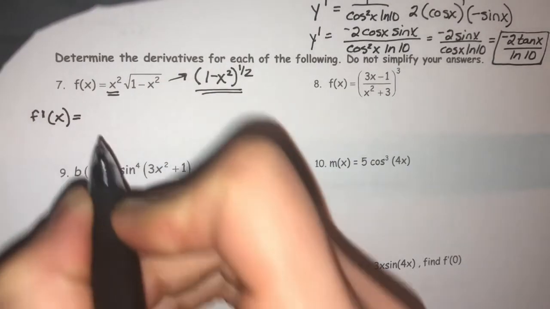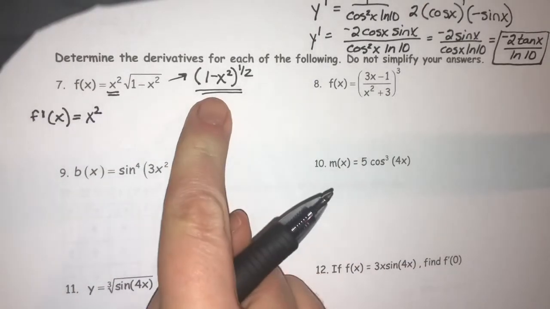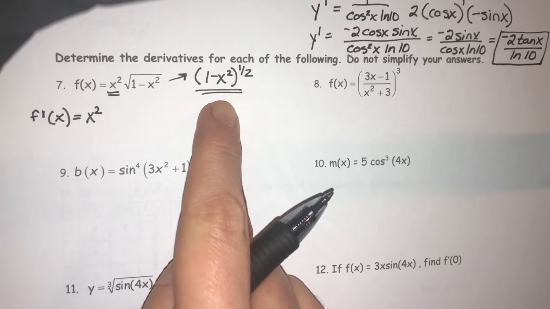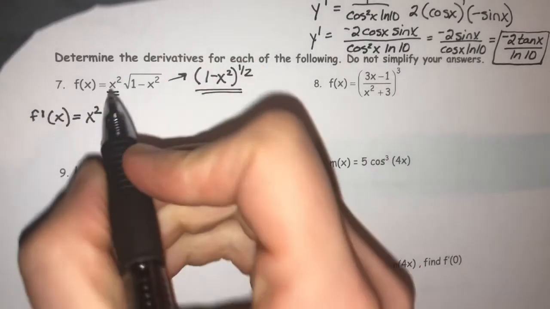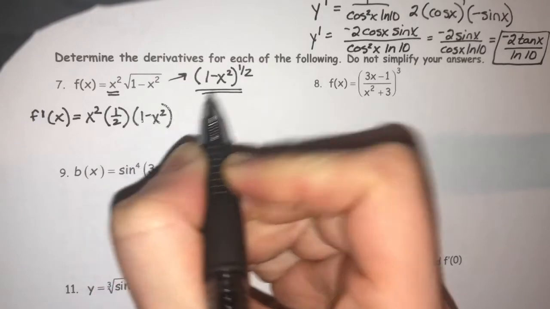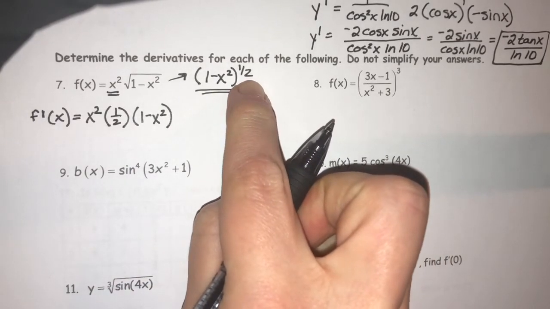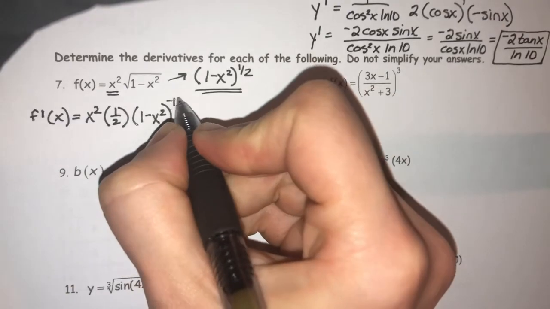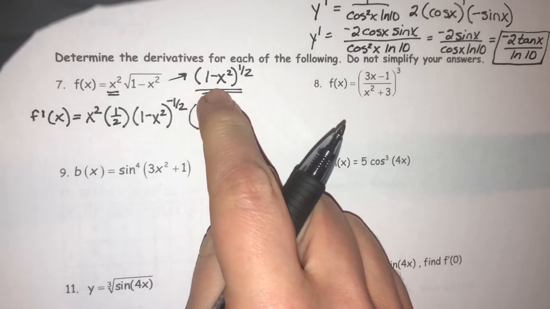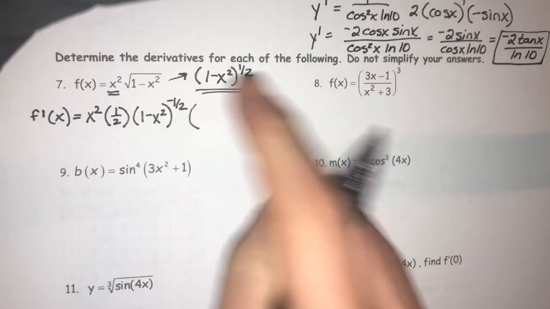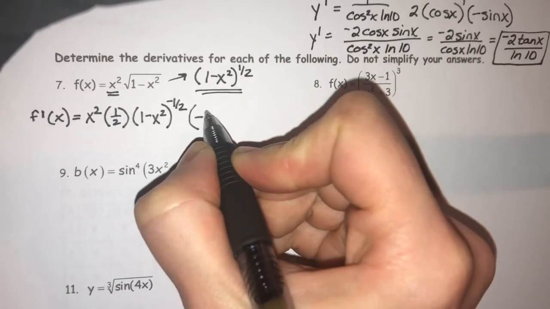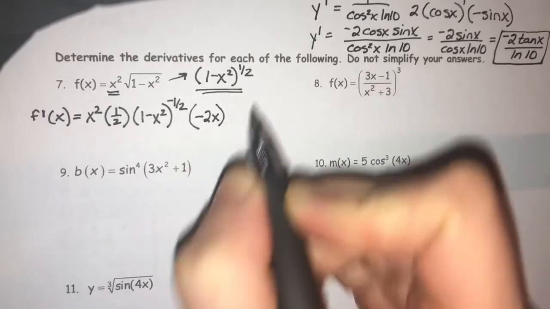Copy the first function, x squared. Multiply it by the derivative of the second function. Well, to take the derivative of this, you're going to have to use the chain rule. The outside function is x to the 1/2, so the 1/2 is going to come out in front. Then I'm going to copy the inside function, still inside, and subtract 1 from the power. 1/2 minus 1 gives us -1/2. And then I'm going to multiply by the derivative of the inside function. So the derivative of 1 minus x squared: the derivative of 1 is 0, the derivative of -x squared is -2 comes down in front, x to the first power.